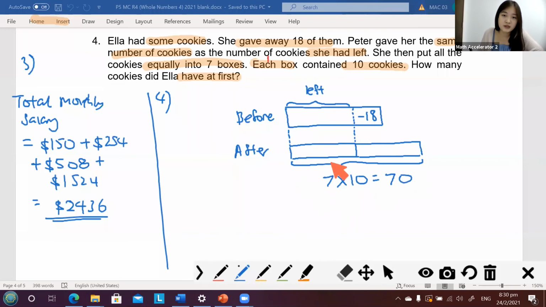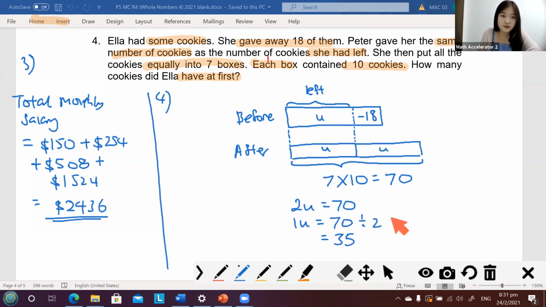You know that this is 70. You want Ella at first, which is this part here. How to find? Step by step. You know that these are equal, correct? You can label them as units, which means 70 is actually 2 units. Okay, so find 1 unit. 70, yes, divide by 2. That will get you 35. Okay, thank you. So this is 35, 35, 35.